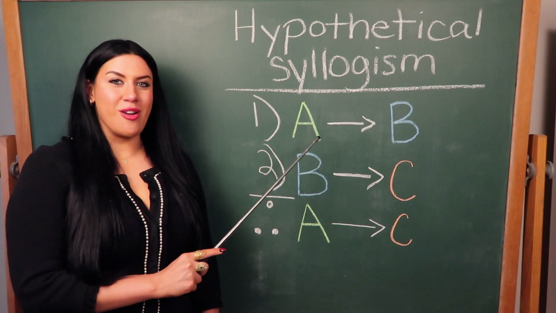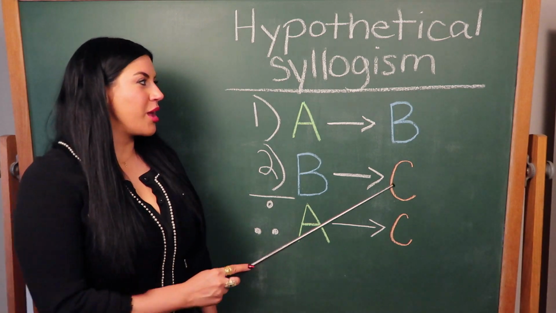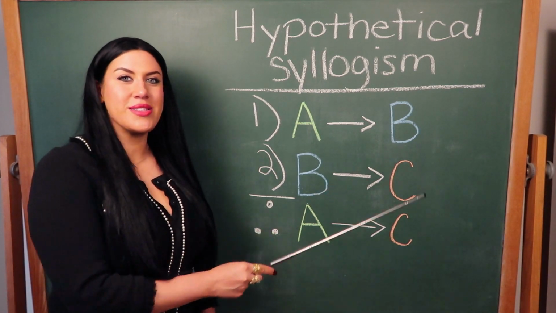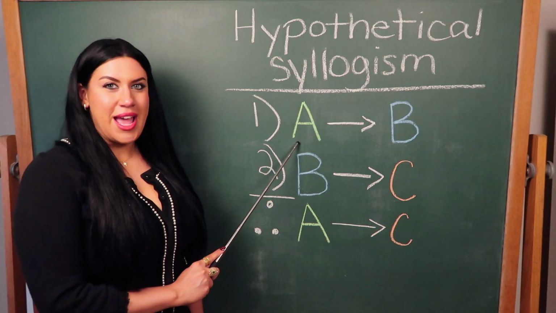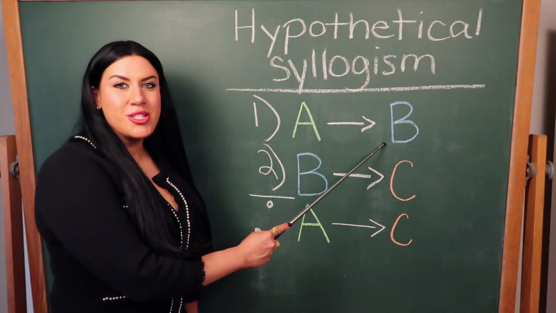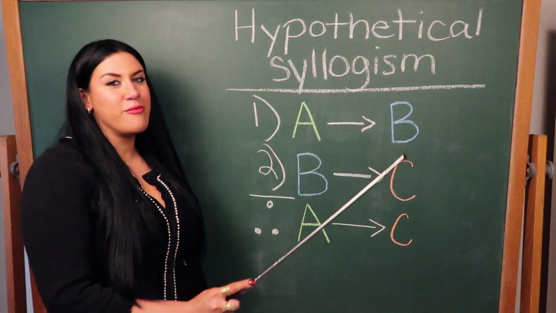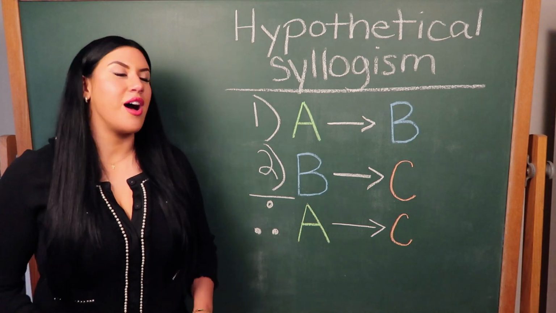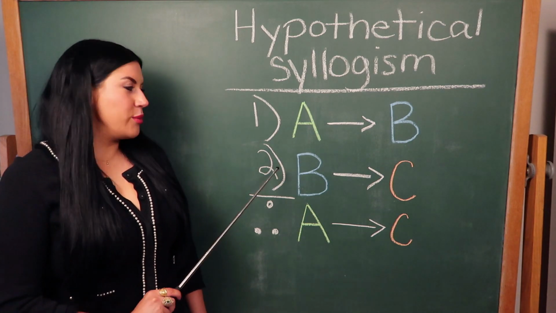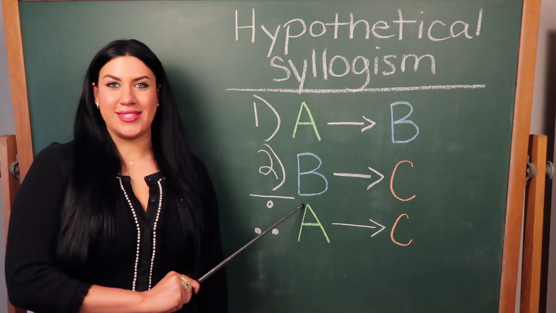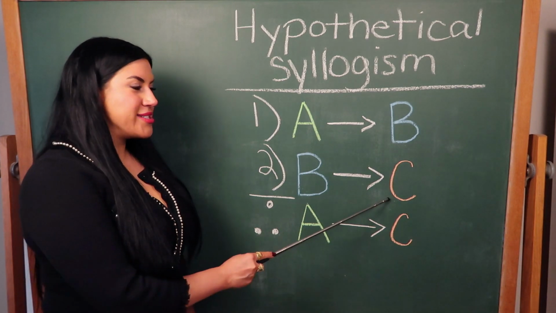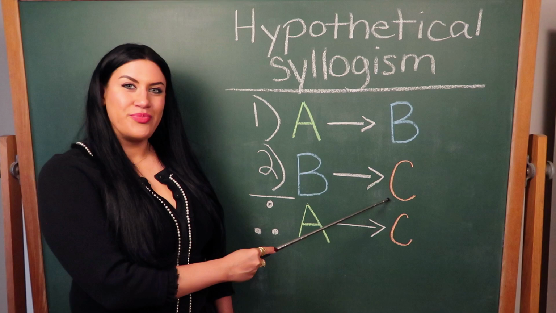Whatever comes before the arrow is the antecedent. Whatever comes after the arrow is the consequent. So in this case, the antecedent is A, and the consequent is B. And you can think of B as the consequence of A. When we move to premise 2, now B is the antecedent and C is the consequent.